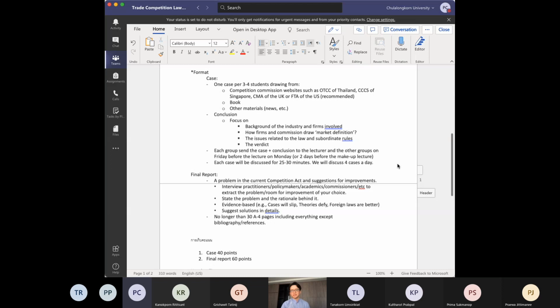Also, a bit of logistics. I think the easiest way to reach you guys is Line? If Line it is, then would you mind creating a Line group and adding me, or you post the QR code and I'll join. All right.